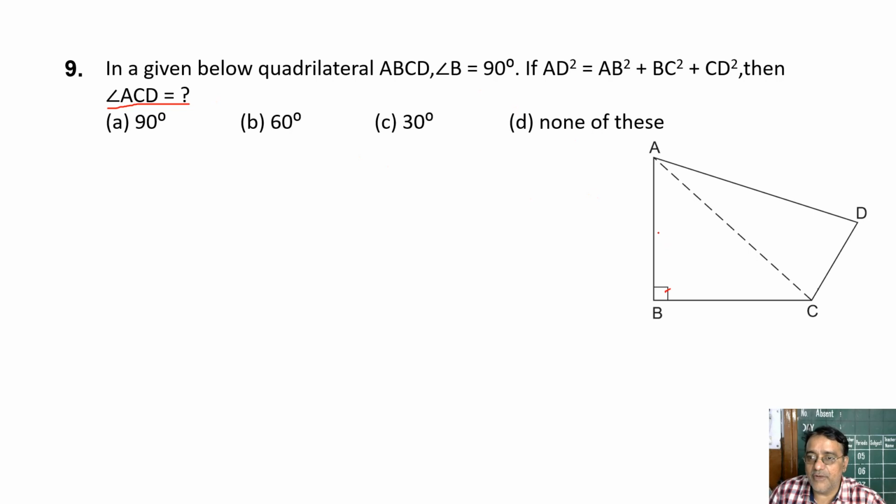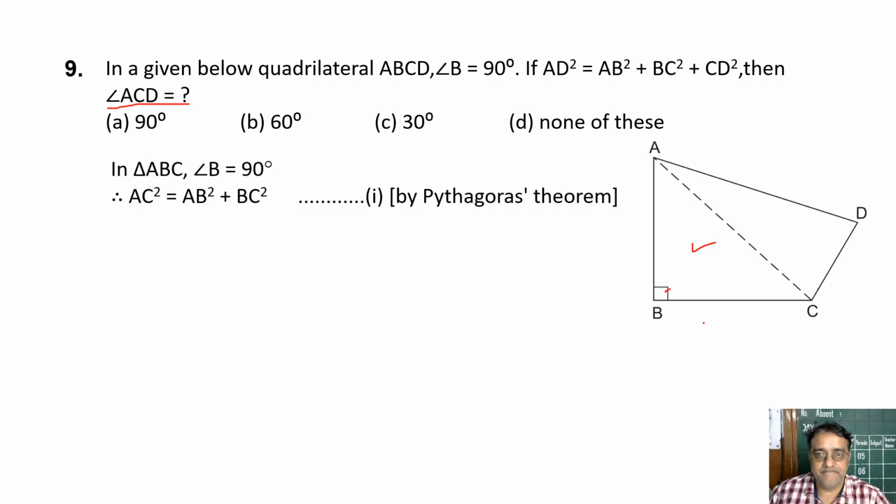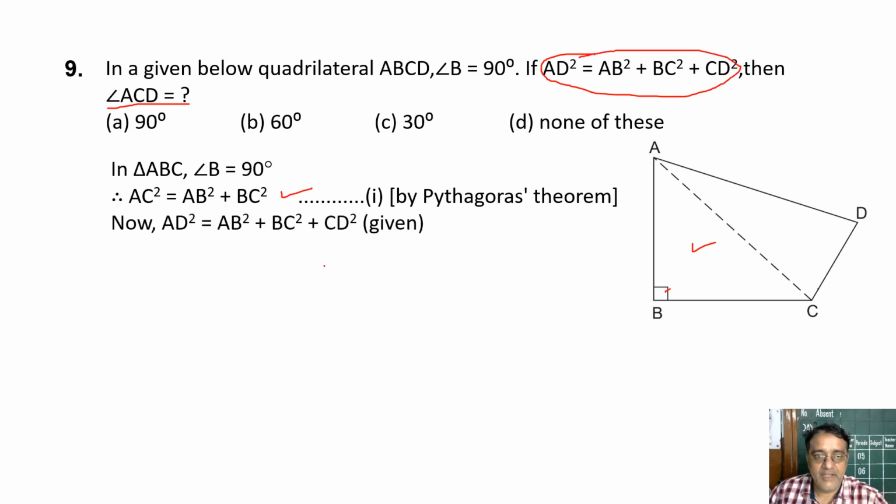So first of all, we are going to take this right triangle ABC. By Pythagoras theorem, we are going to get AC square is equal to AB square plus BC square. Let it be equation number 1, okay. Now what is given? I am taking what is given. Now see, AB square plus BC square, I can replace it with AC square, using equation number 1.